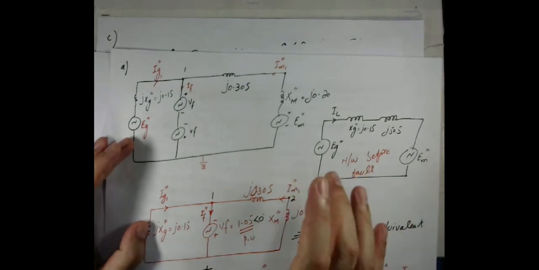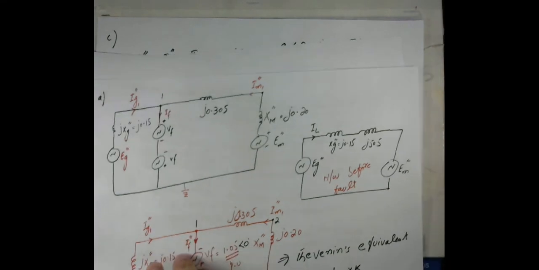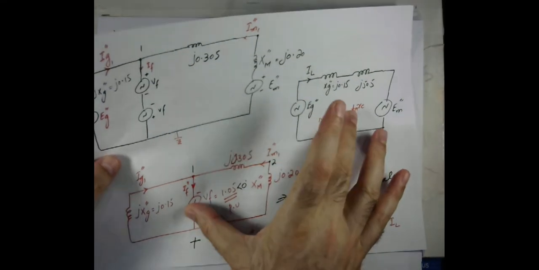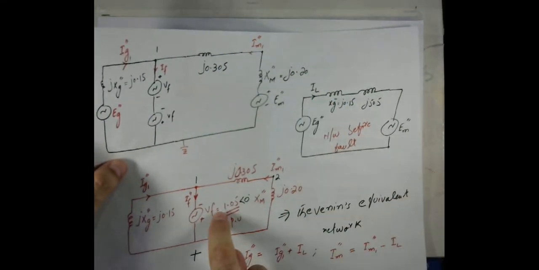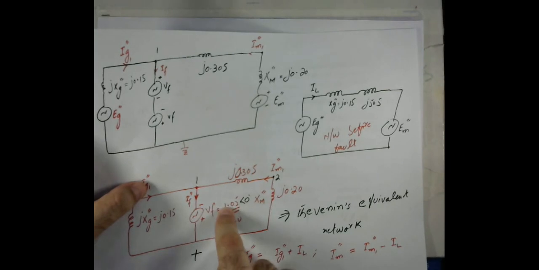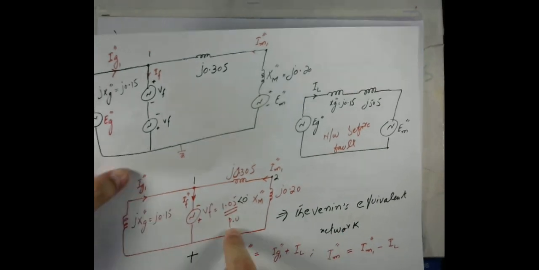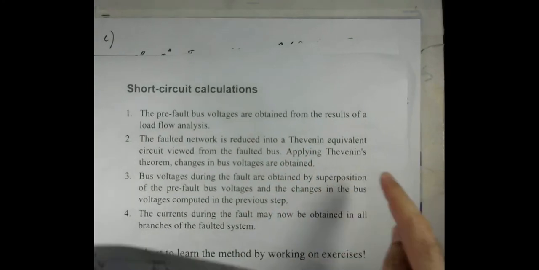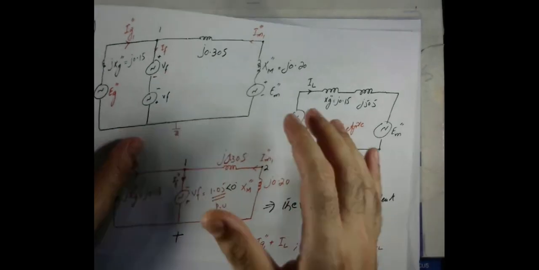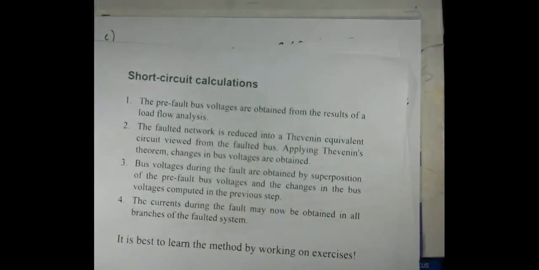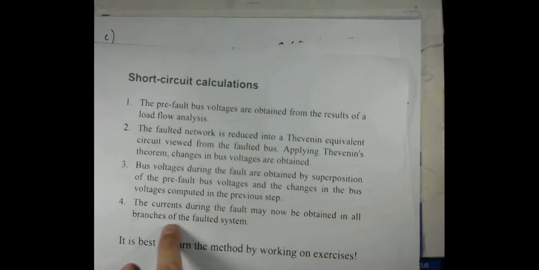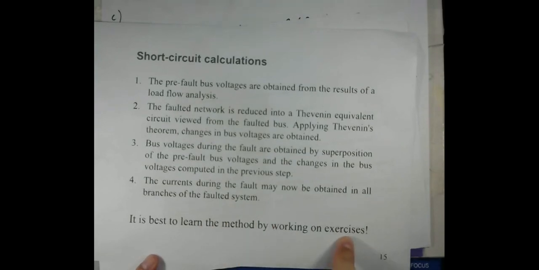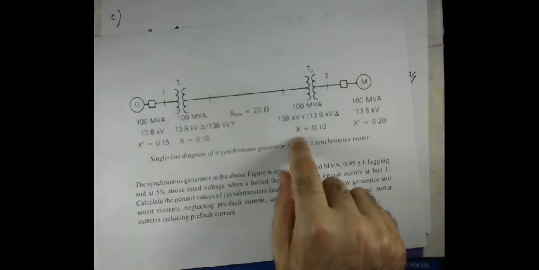As I mentioned, the next step is to follow the principle of superposition: add the results of the two circuits, that of the network before the fault and that of the network during the fault, which we call the Thevenin equivalent network. So we determined the Thevenin equivalent network, and then we applied the principle of superposition to add the results of these two circuits. We have carried out all those steps now. So the current during the fault may now be obtained in all the branches by means of the superposition principle. And we have understood this method by working on this particular exercise which we have solved.